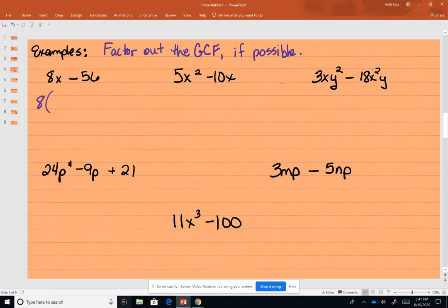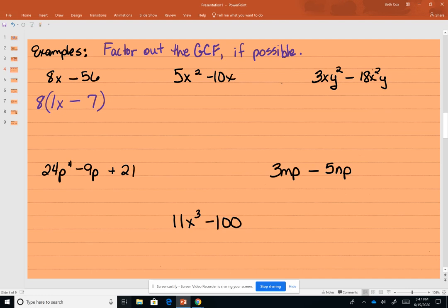8 divided by 8 is 1x, and then 56 divided by 8 is 7. Or you can think of it as 8 times what gave me 56. And so that's it. And it checks. If I multiply that back out, I get the answer.